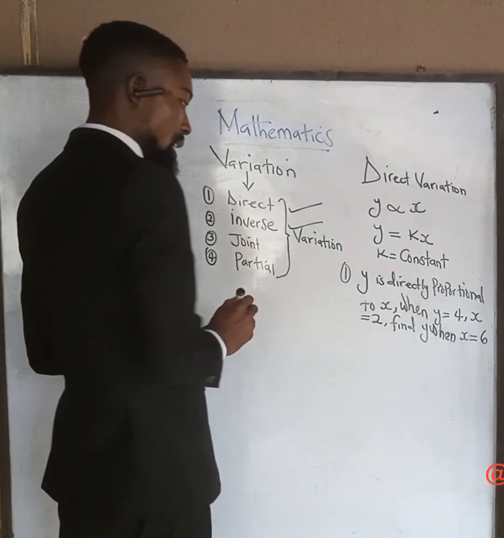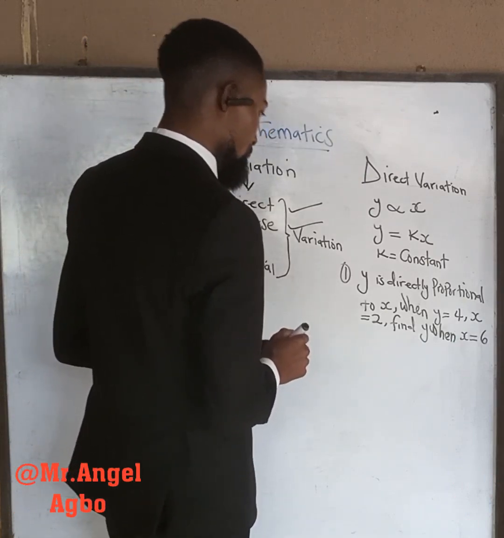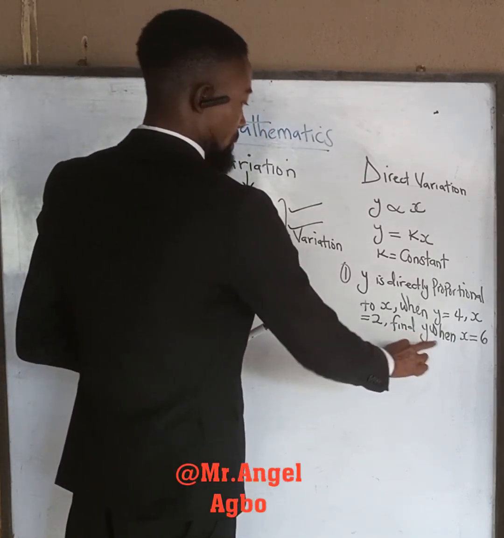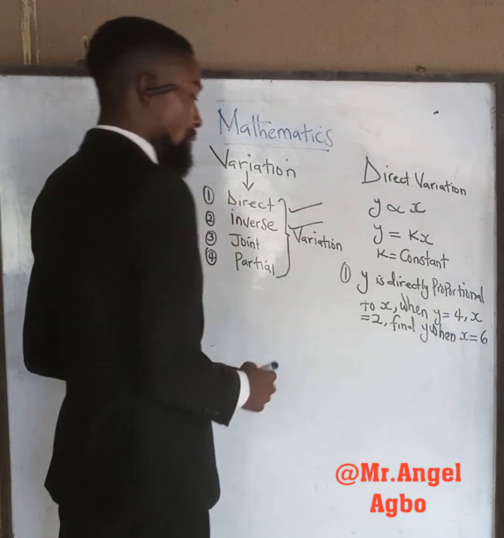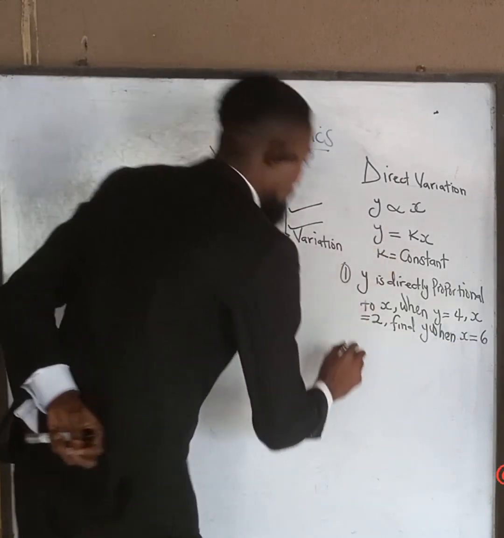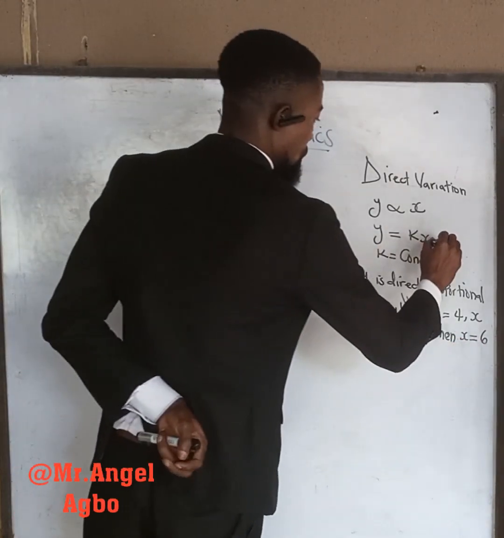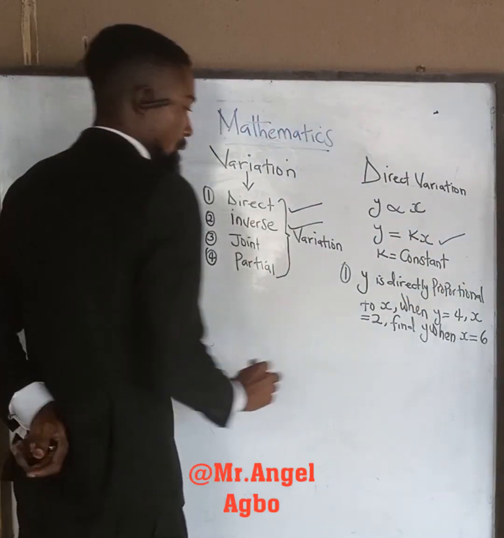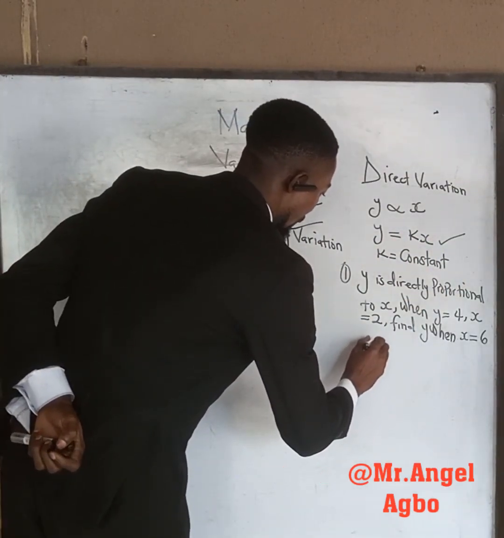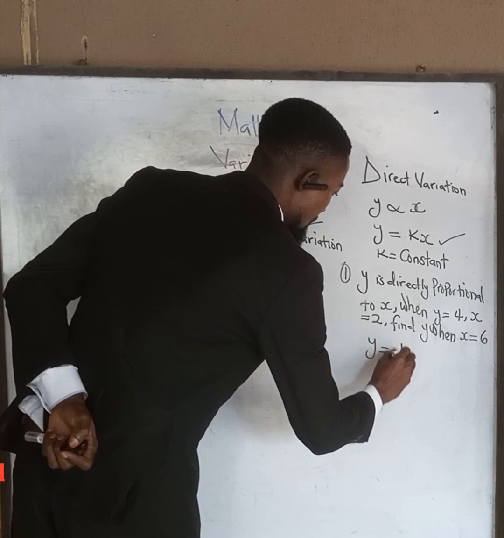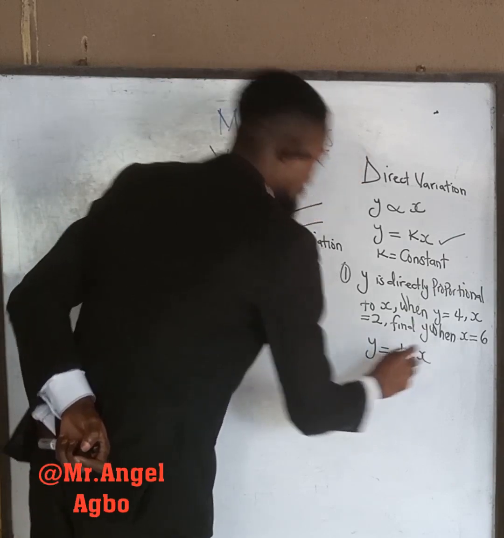When x equals 6, we're asked to find y. So from the relationship here, we are going to use this to solve it. So we have y equals kx.